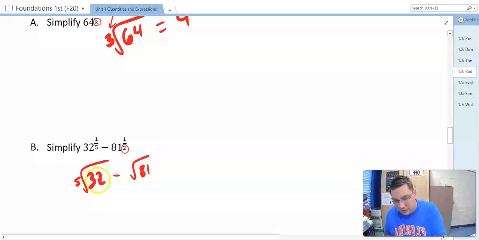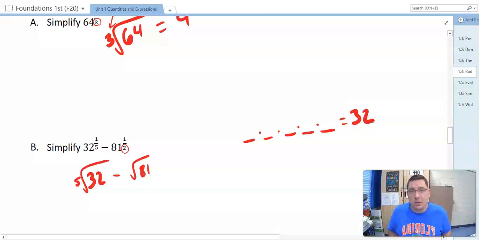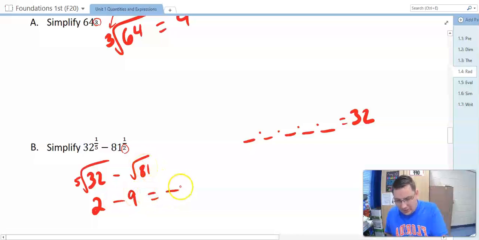So what's the 5th root of 32? So ask yourself, what times itself, times itself, times itself, times itself gives you 32? It's actually a really small number. It's just 2. So 2 comes here, minus, what's the square root of 81? That's on our table above, right? Minus 9. And 2 minus 9 is negative 7.